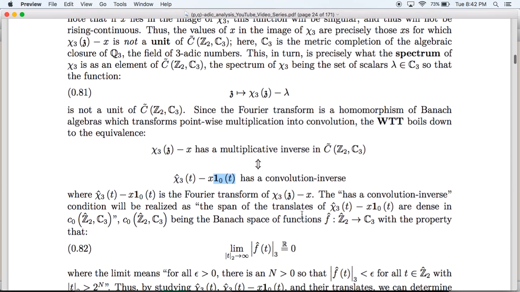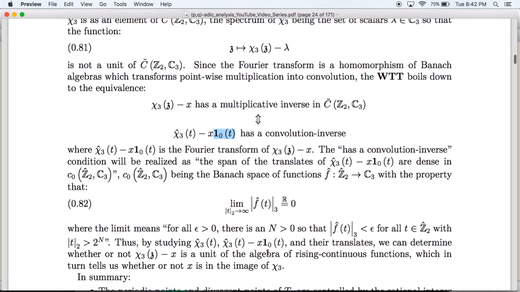This is the Banach space of functions from z2 hat, that's dyadic rationals in the unit interval with addition modulo 1, to the three adic complex numbers with the property that as the two adic absolute value of t goes to infinity, the three adic absolute value of f of t converges to 0 in the topology of the real numbers.